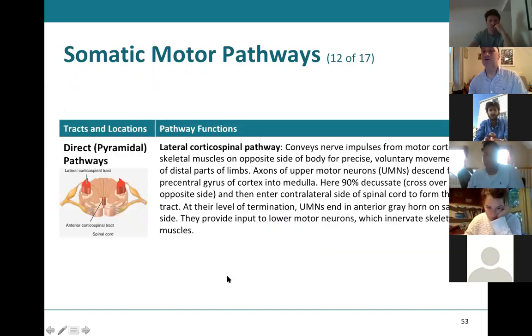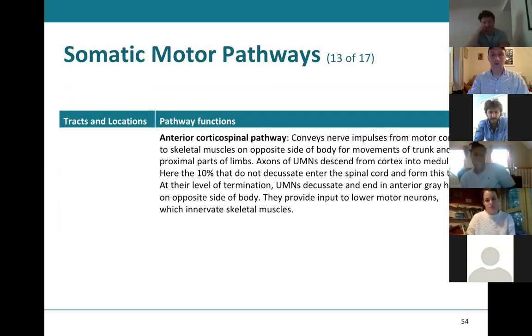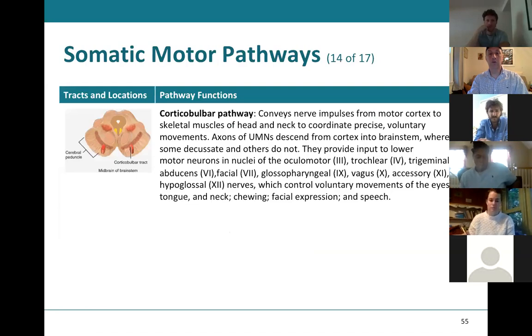So, Ryan, you were asking about those tables. Tables are at the end of the chapter, right? So here are the direct pathways. Here's the lateral corticospinal pathway, anterior corticospinal pathway, corticobulbar.